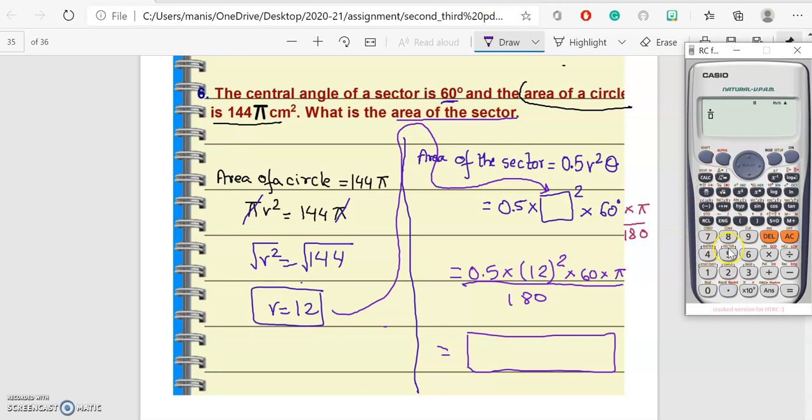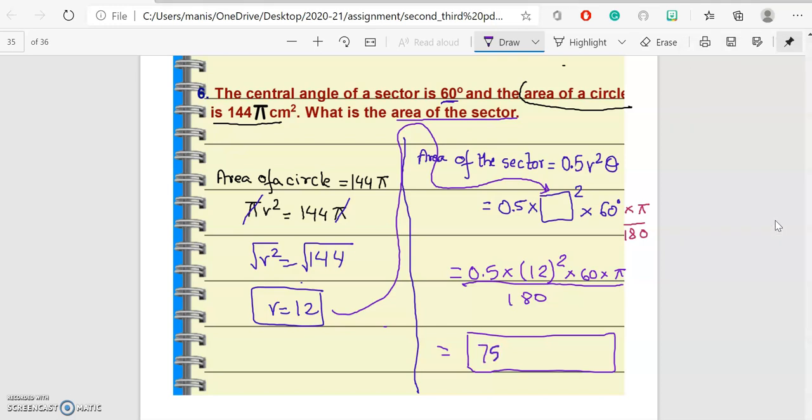So this is your 0.5 times 12 square times 60 times pi. So shift and I'll use this button pi divided by 180. So my final answer is this, but I will press this button over here. My answer will be 75.39, and my unit is centimeter. It will be centimeter square, because I got the centimeter from here.